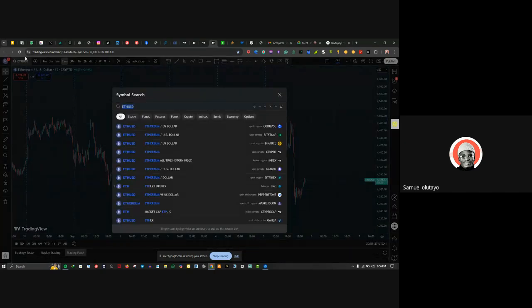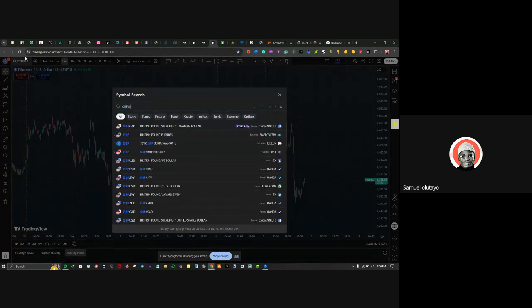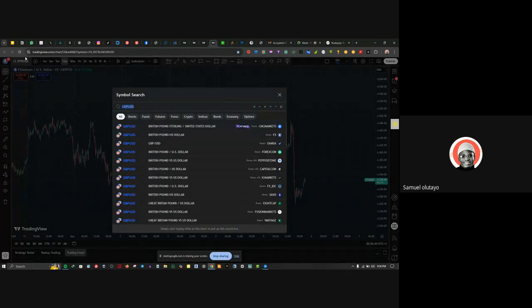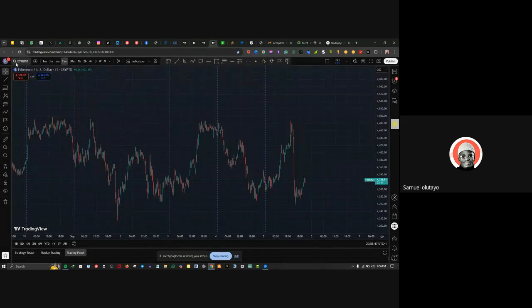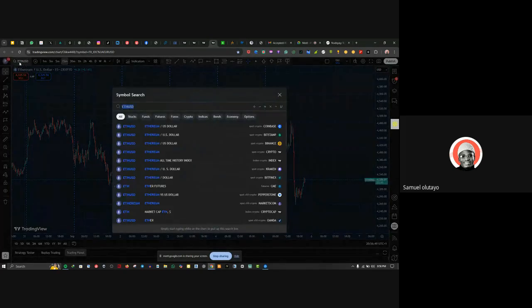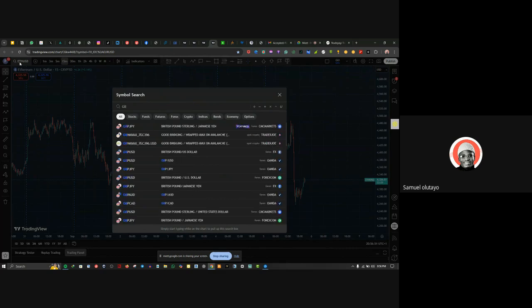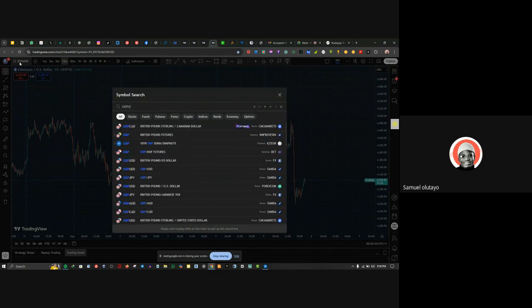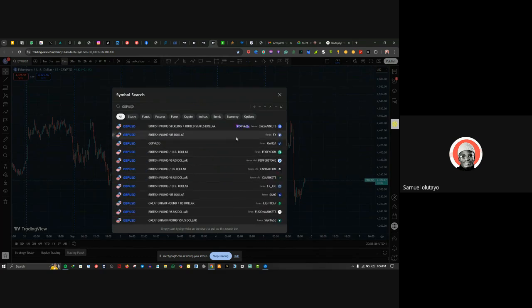Now, if you want to search for any of your major pairs, so say for instance you want to trade GBP USD, just need to type it. Once you click on this first icon here that has the search button in front of it, just type what you're looking for. GBP USD. You are going to see a lot of GBP USD variations. Now, these names in front of them are different markets or different companies listing the GBP USD. So GBP USD CMC Markets.